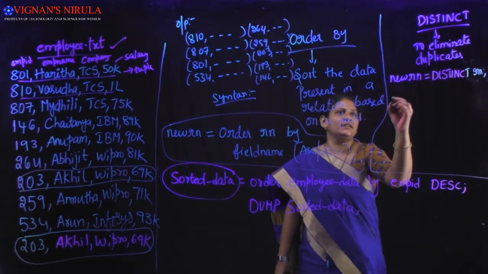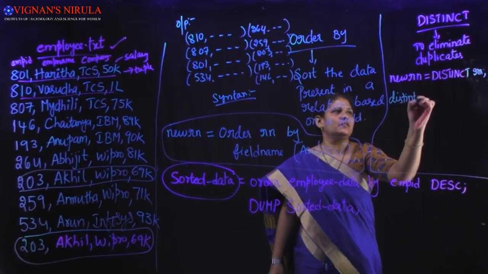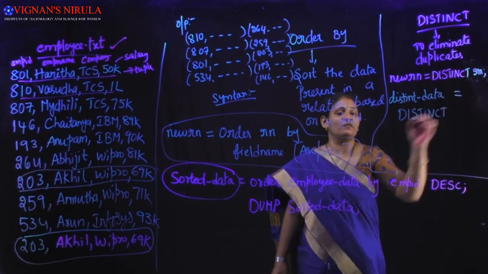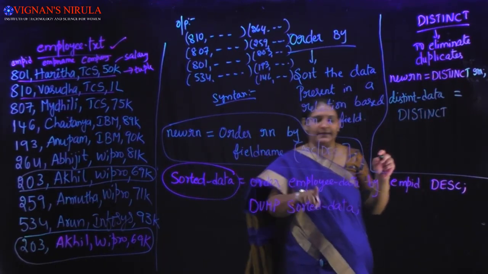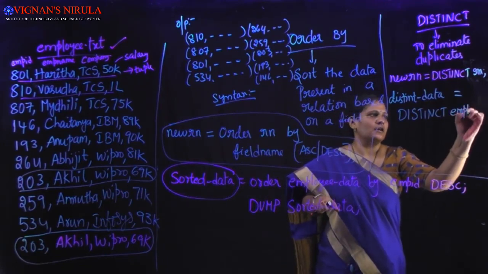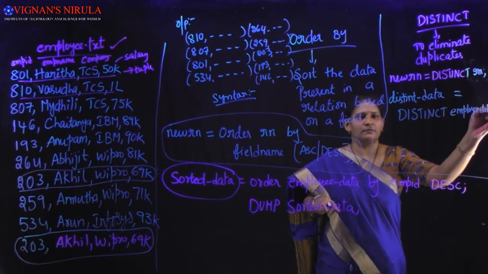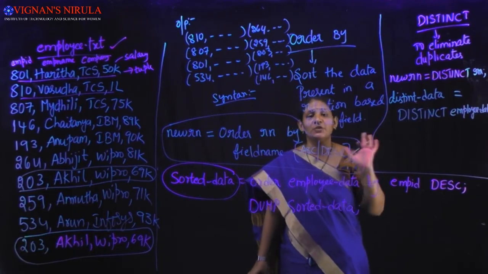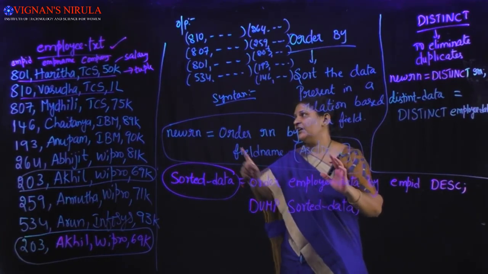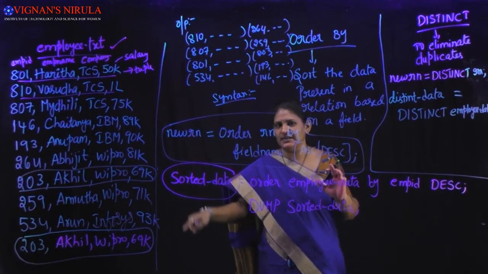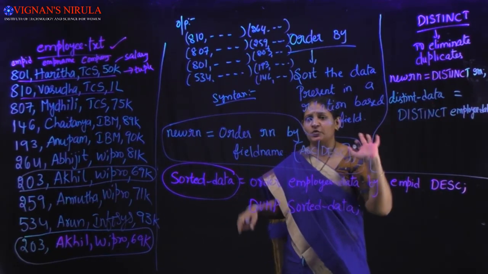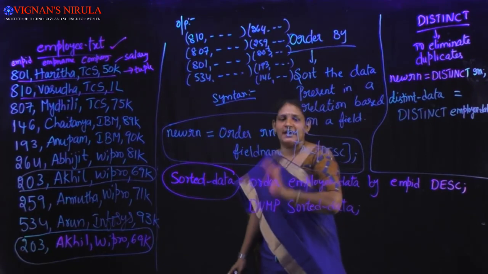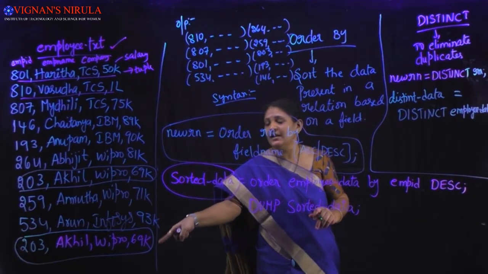For example, let's take distinct data. Distinct data is equal to distinct, which is an operator, and on which relation do you want to perform this operation? On employee data. So distinct employee data. Now the distinct data will contain only unique values, but not the duplicates. Assume there are 10 records here. So this distinct data relation will contain only 9 tuples, because we have eliminated the 10th record, which is a duplicate.